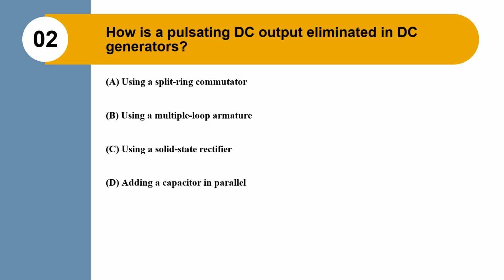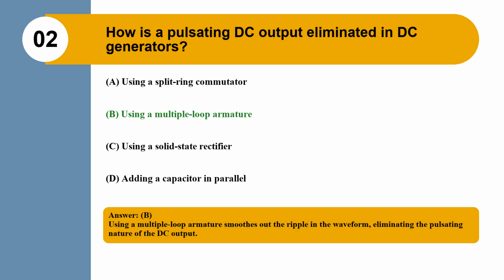Question 2. How is a pulsating DC output eliminated in DC generators? Option A, using a split ring commutator. Option B, using a multiple loop armature. Option C, using a solid-state rectifier. Option D, adding a capacitor in parallel. The correct answer is option B, using a multiple loop armature. Using a multiple loop armature smooths out the ripple in the waveform, eliminating the pulsating nature of the DC output.